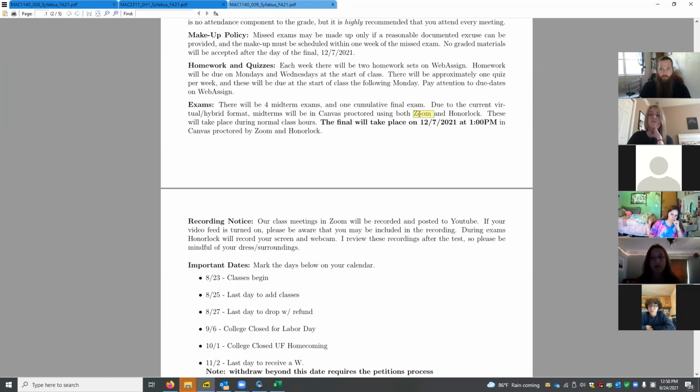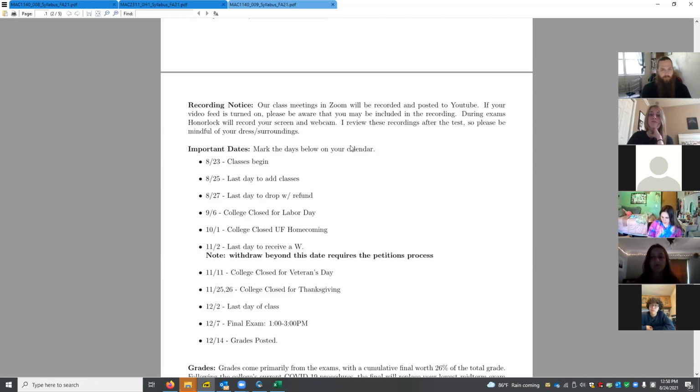Once you get the okay from me with the Zoom setup, then you can go into Canvas and launch the HonorLock process. Those tests are all going to take place during normal class hours, during class time, like a regular in-person class would. And then the final is, again, 12/7 at 1 p.m. Same proctoring system for the final as we use for the midterms.